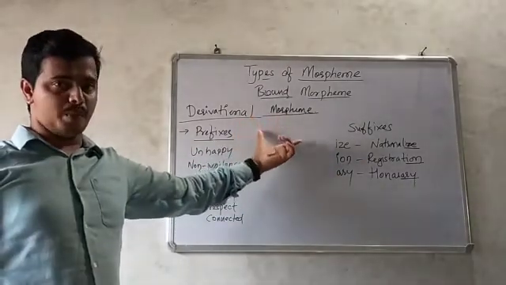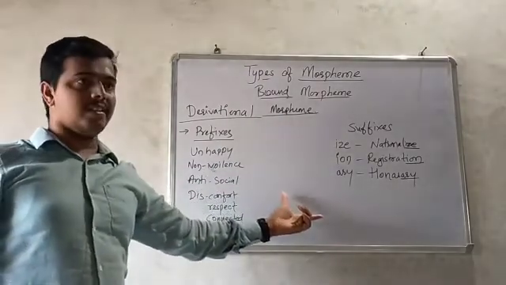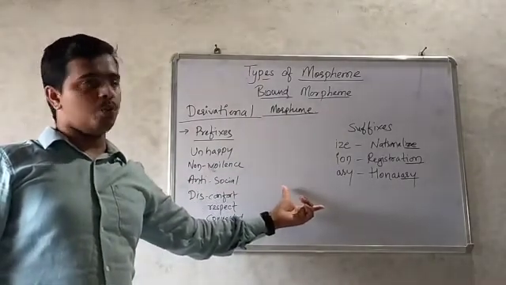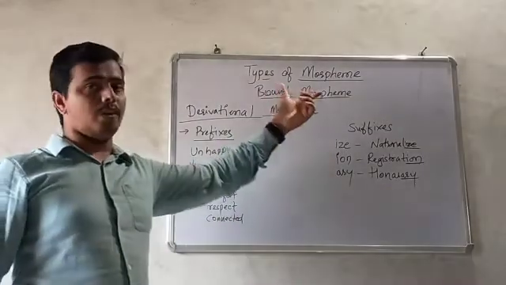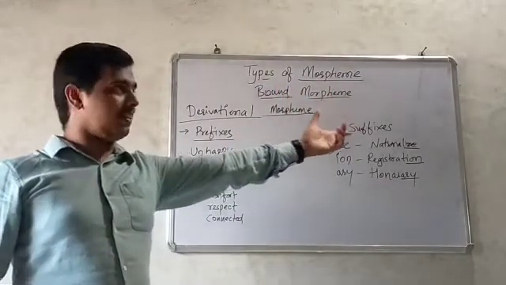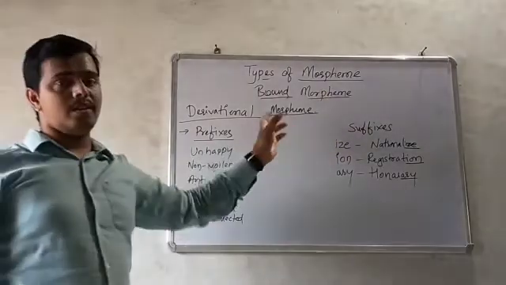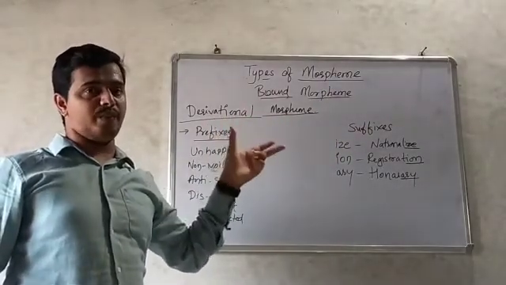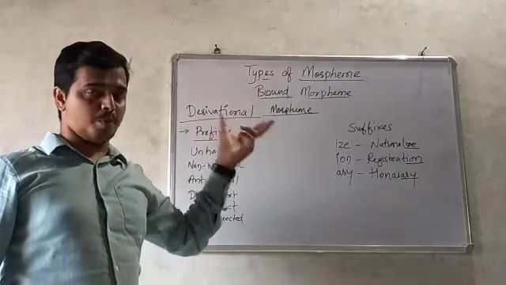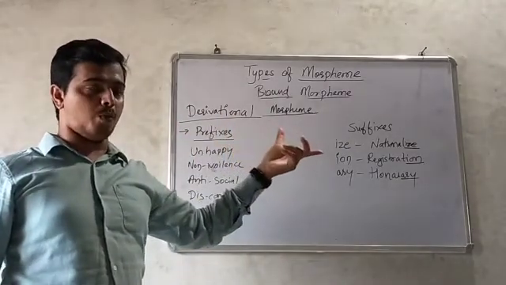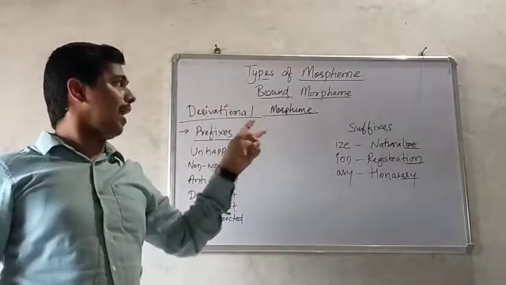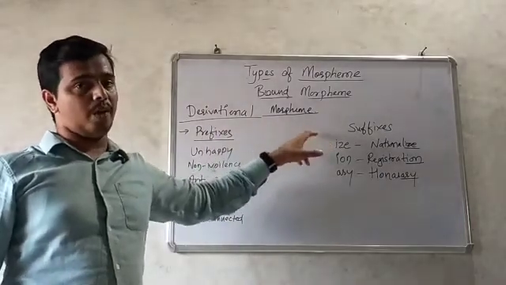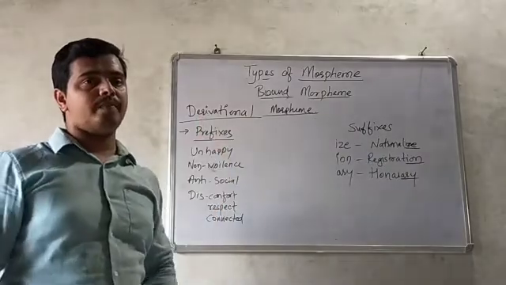So this is about derivational morphemes. With this I am going to wind up and conclude the topic called morpheme. In this video we have studied the meaning of morpheme and the types of morpheme: free morpheme and bound morpheme. Free morpheme is divided into two types, and bound morpheme is also divided into two types.